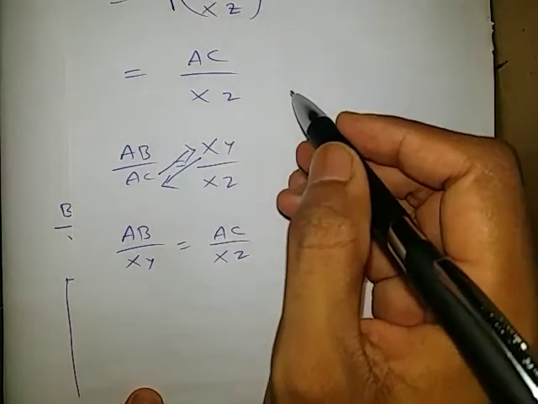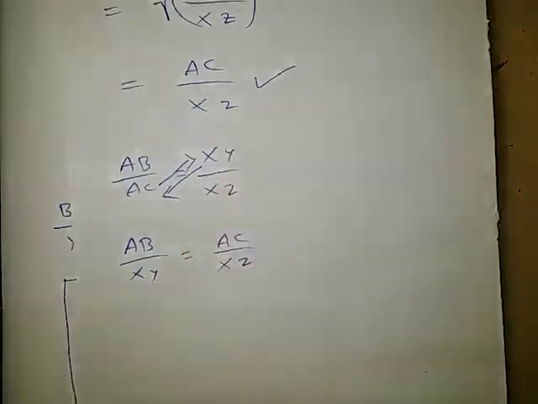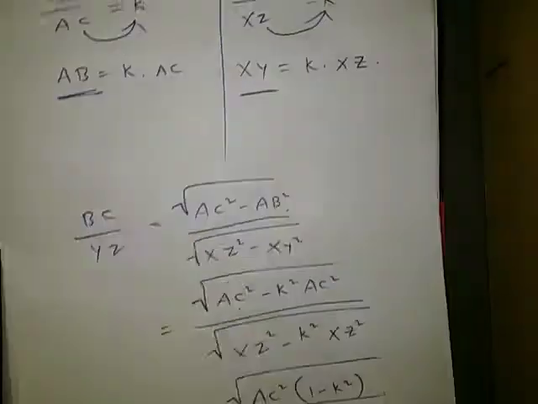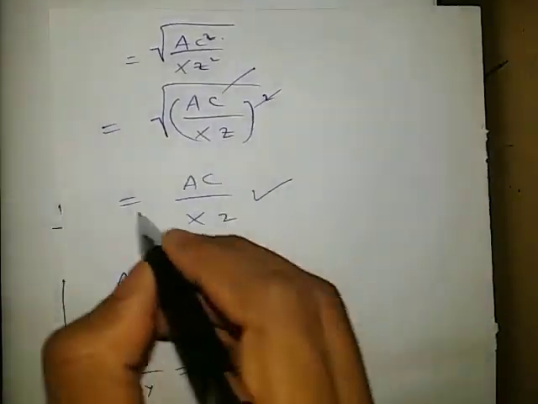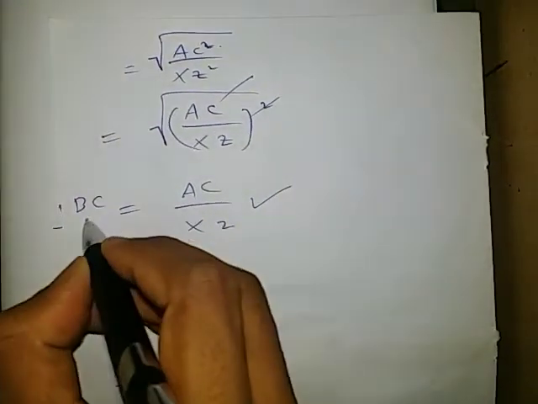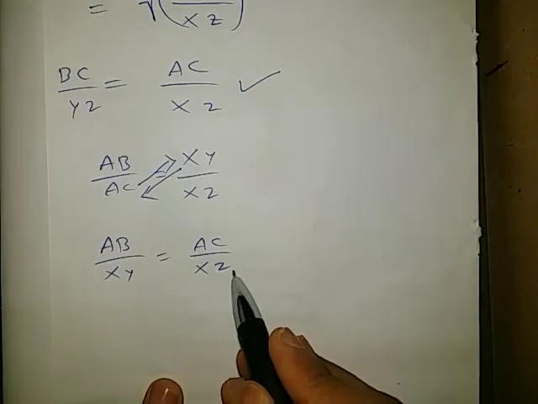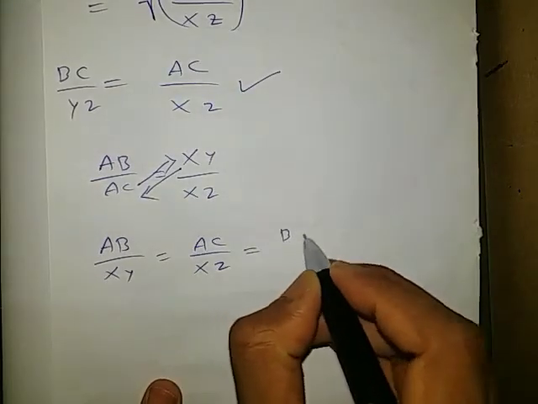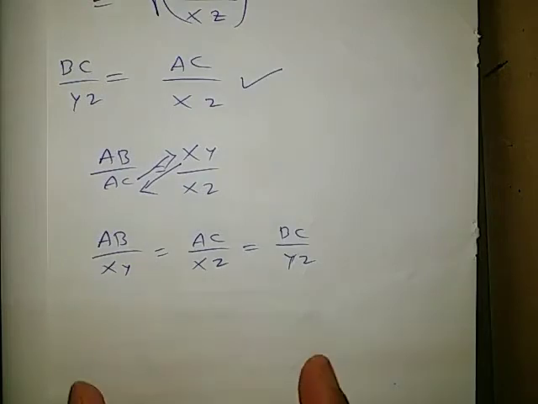Now we got this AC by XZ. This AC by XZ is nothing but BC by YZ. Here AC by XZ is nothing but BC by YZ. So here also we have AC by XZ, and that AC by XZ is nothing but BC by YZ. So finally we got to one conclusion.